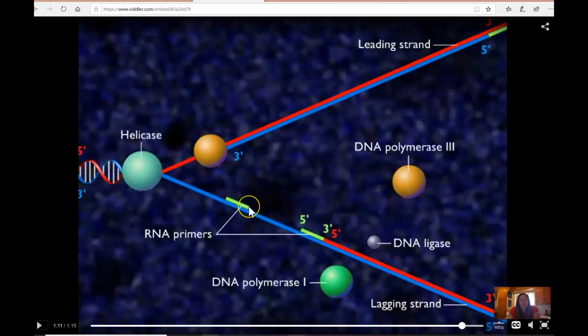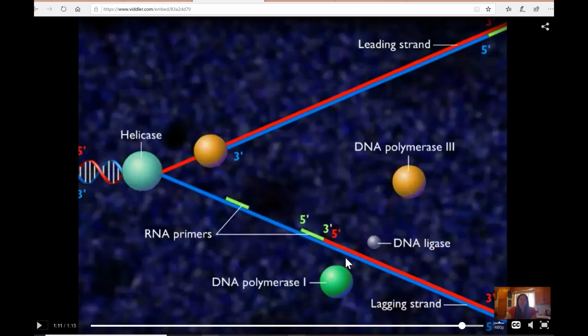DNA polymerase comes in, we'll add the nucleotides again in a 5' to 3' direction. They're synthesized in a 5' to 3' direction. DNA polymerase 1, another type of enzyme, will come in and remove those RNA primers and put DNA nucleotides in. Remember, RNA doesn't belong in DNA. So we're going to remove those green bits of RNA. DNA polymerase 1 takes those out and puts DNA bits in. And then finally, DNA ligase comes in and stitches all of these pieces together.